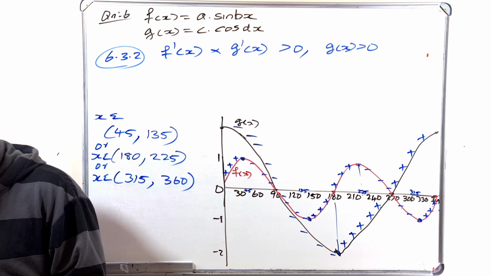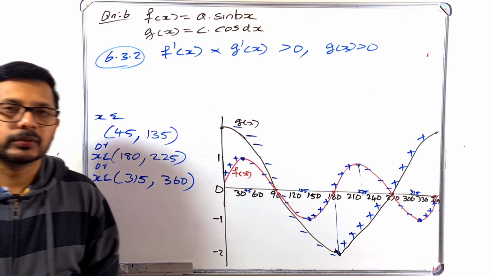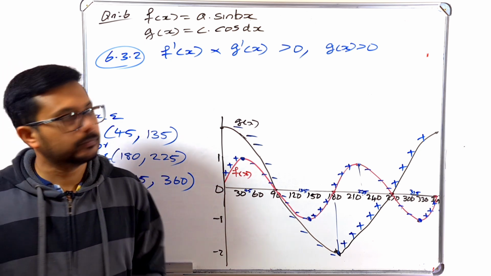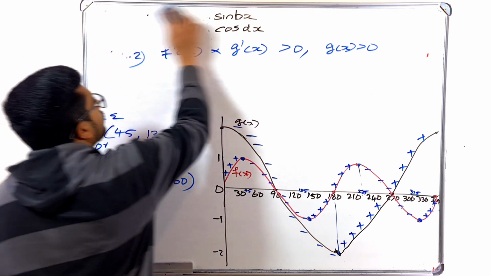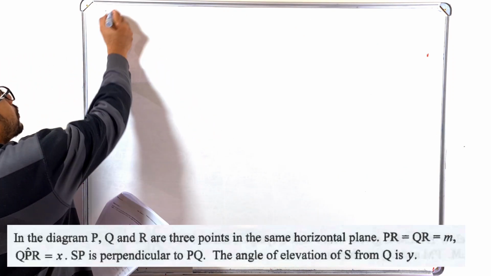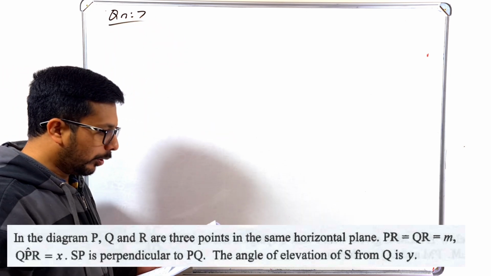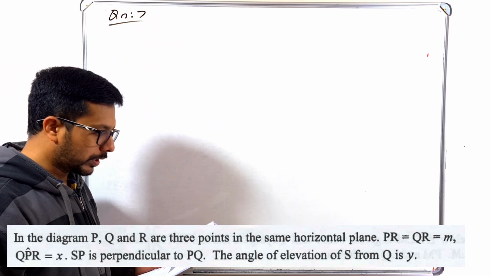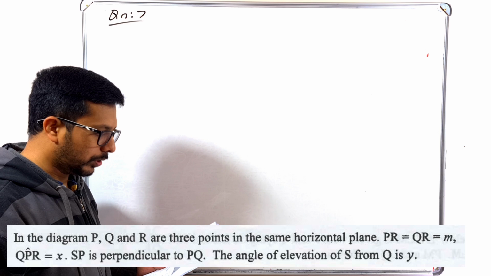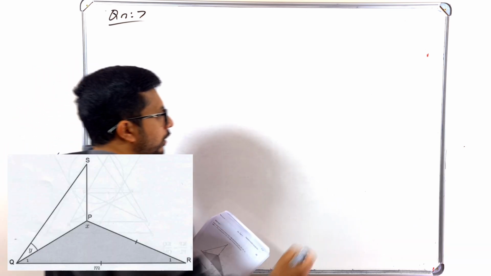Okay, let's go to the next question. Question number 7. In the diagram, P, Q, R are 3 points on the same horizontal plane. PR is equal to QR is equal to M. First let me draw that diagram, then based on that one, I'll explain.